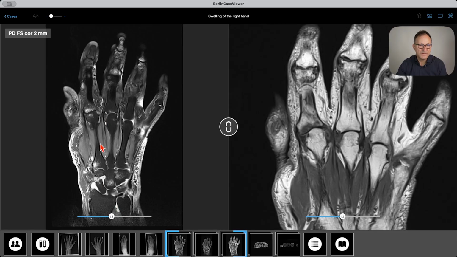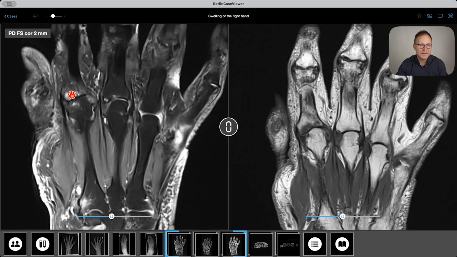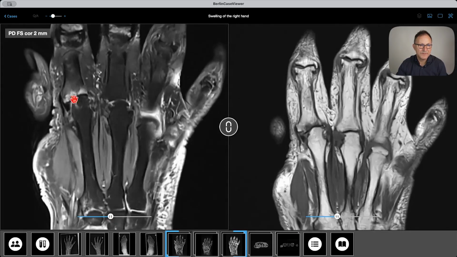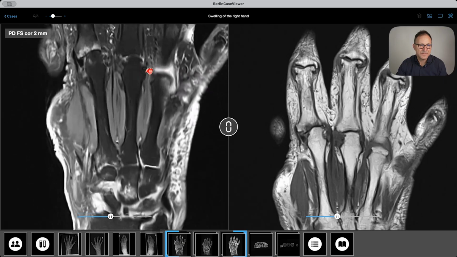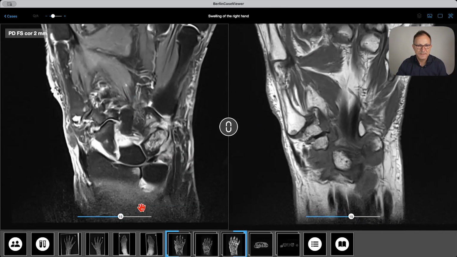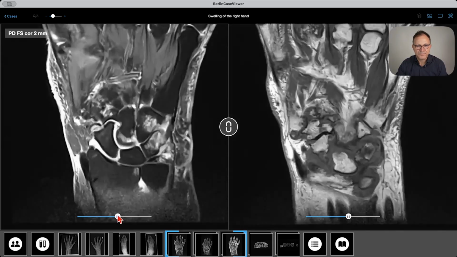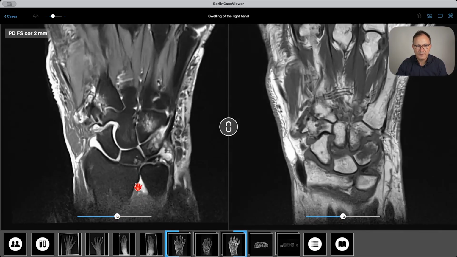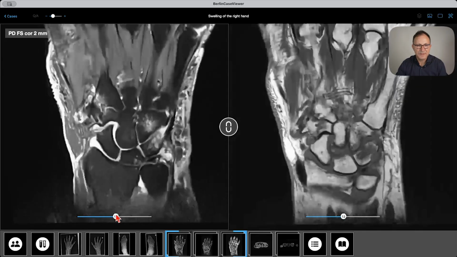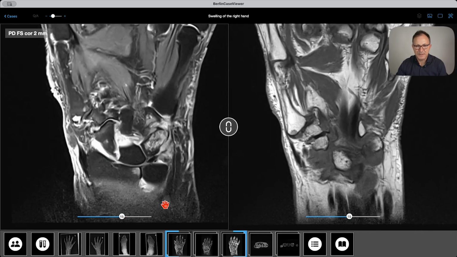If you compare it here with the fluid sensitive sequence, we can see there is some bone marrow edema in some of the bones, definitely here in the base of the basal phalanx. There is some bone marrow edema also in some wrist bones, and we have some very intense bone marrow edema over here. And we have also synovial hypertrophy in the distal radioulnar joint, close to the styloid process of the ulna, and also in the radiocarpal joint and in other joints.